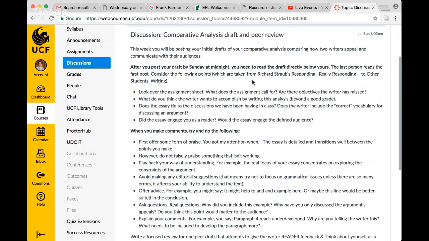And so after you post your draft by Sunday at midnight, you'll read the draft that's posted directly below yours. Okay, that should be fairly easy. Therefore, everyone else completes a peer review. However, you have to have your draft posted by Sunday at midnight. If you post it any later, no one is required to peer review your draft. Okay, and you won't get points for that part, for this whole part of it, right?